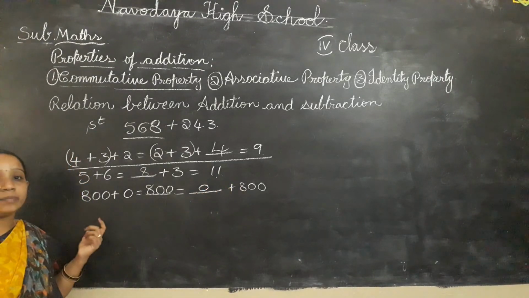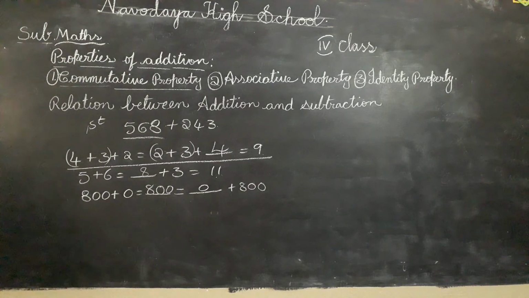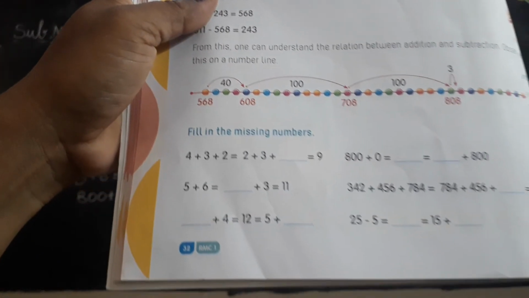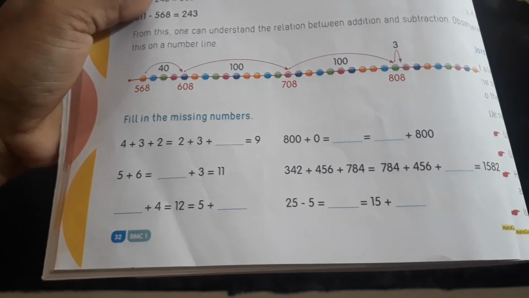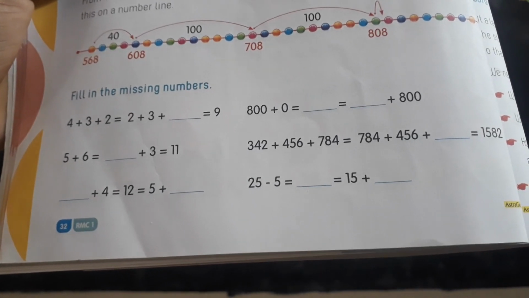There are some more fill in the blanks in your course book, children. Do those yourself. Page number 32. These are very easy. Try to do, children. Take your parents' help and do.